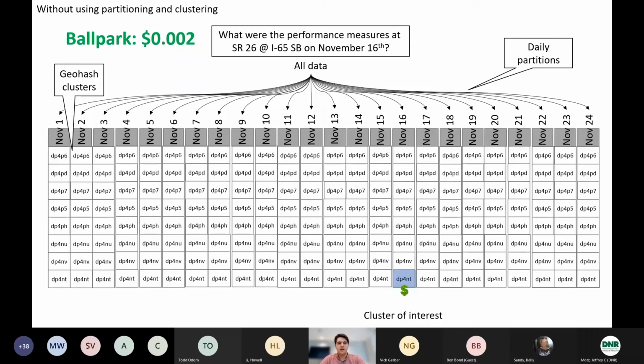And with costs this low, it's really practical to be able to just unleash this data to researchers and practitioners and let them go loose without having to worry about huge cloud bills.